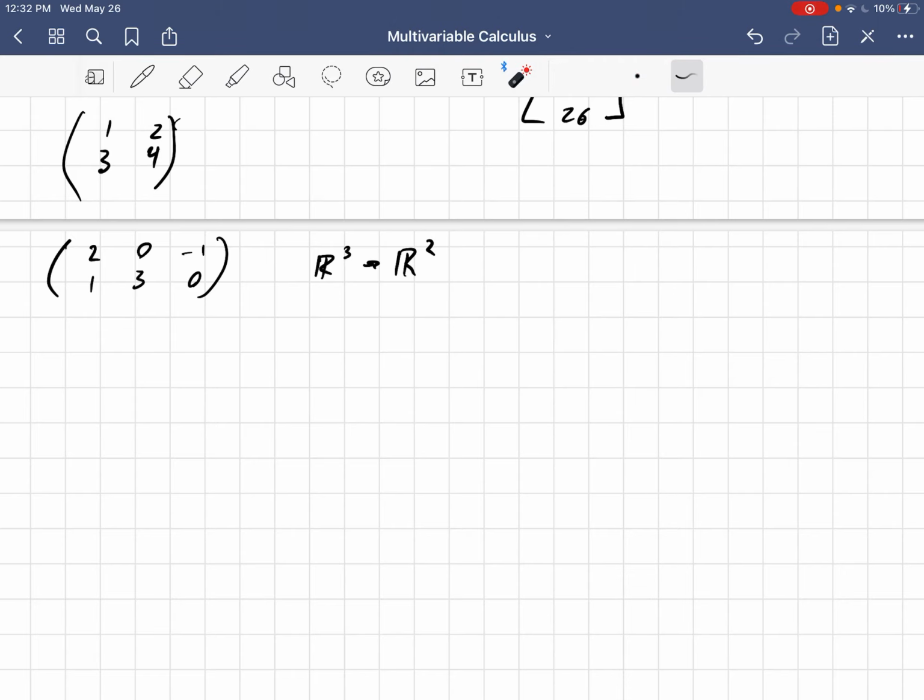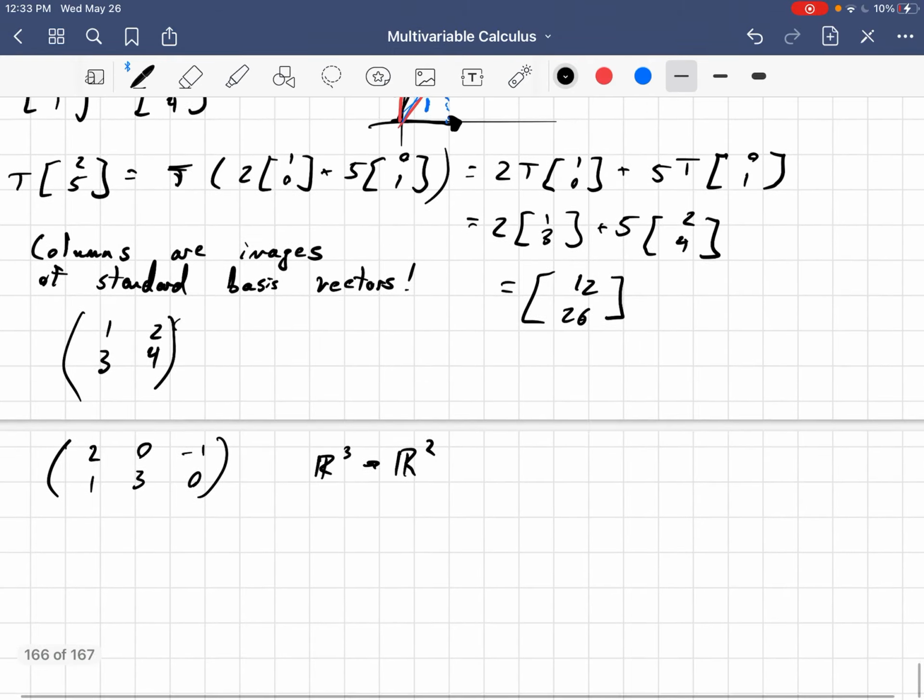And how do I know that? Well, because there are 3 columns here, that means that there were originally 3 standard basis vectors, which means we were in R3. And then where do those 3 standard basis vectors get taken to? They get taken to 2D, right? So i hat lands on this 2D vector 2, 1. j hat lands on this 2D vector 0, 3. And k hat lands on this 2D vector -1, 0. So in general, non-square matrices represent linear transformations between dimensions.